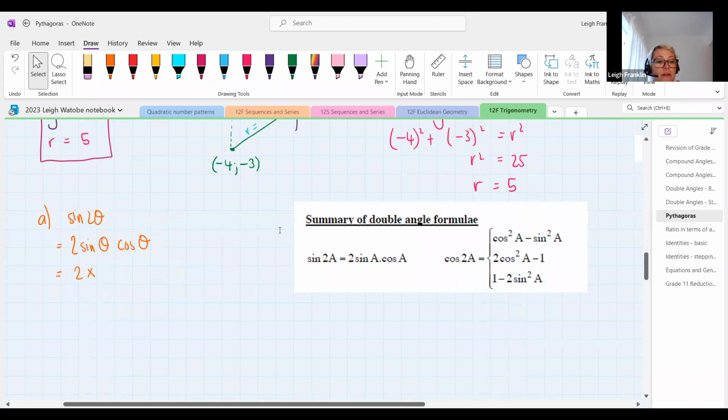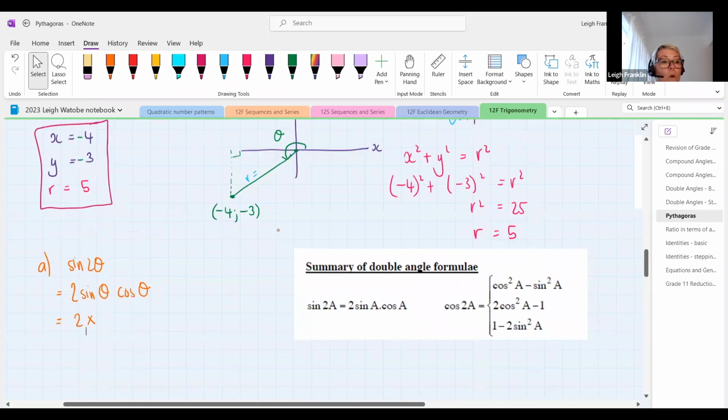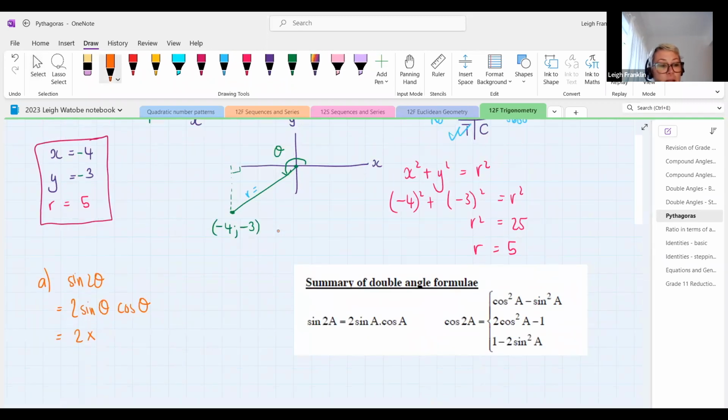Okay, so sine theta is y over r. Y in this case is -3 and r is equal to 5, multiplied by cos theta. Cos theta is x over r, so that's -4 over +5. Okay, and now we're going to multiply. So 2 times -3 times -4 would give us +24, and 1 times 5 would leave us with 25 in the denominator.